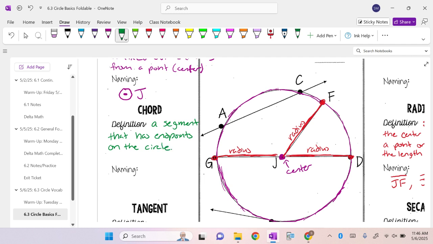So, in other words, as long as it looks like a line that goes from one point to the other, from one end of the circle to the other, no matter where it's from, it does not have to go through the center necessarily. It is considered a chord.